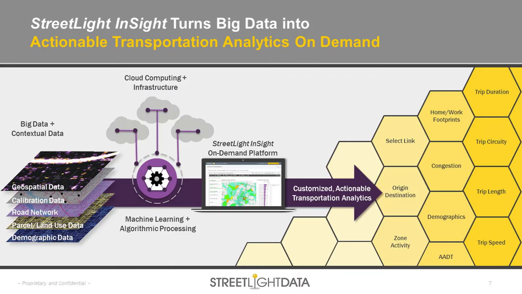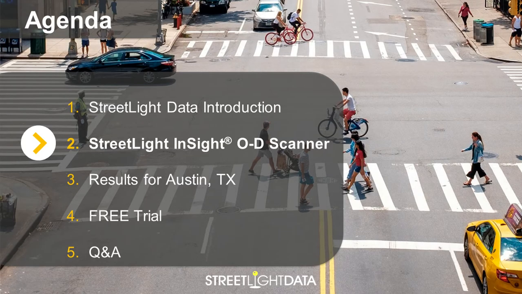All of this data gets processed algorithmically into metrics. We're using advanced machine learning techniques and many other approaches to develop our algorithms. Once this data is processed, it's all stored up in the cloud. And we have highly efficient, parallelized cloud infrastructure that enables very fast processing speeds for StreetLight InSight users. So when you log in and use the platform, it taps into this infrastructure stored process travel pattern data to generate analytics exactly as you want them. So that is a very fast overview of the StreetLight InSight technology. And if you have more questions about that, happy to cover more of that in the Q&A session at the end. But now let's jump into the StreetLight InSight OD scanner.